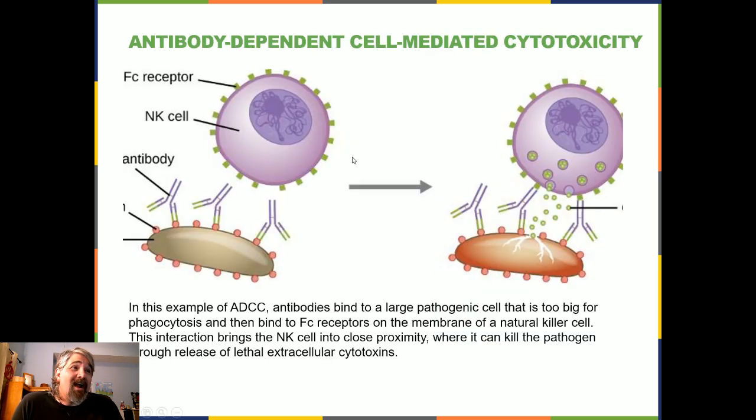Of course we have antibody-dependent cell-mediated cytotoxicity. Antibodies binding to a large pathogenic cell that's too big for phagocytosis are then able to bind to the Fc receptors on the natural killer cells. This interaction brings the NK cell into close proximity where it can kill the pathogen through release of extracellular cytotoxins. So there we go.